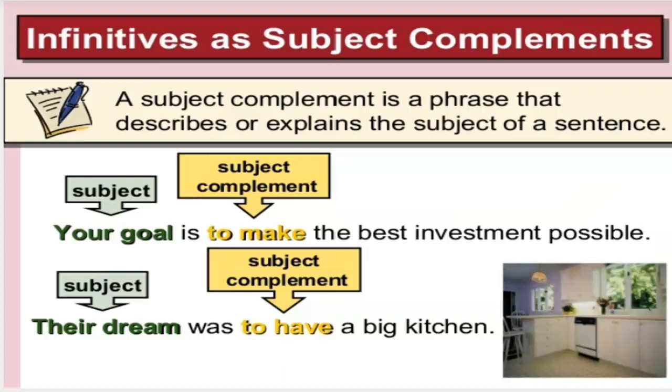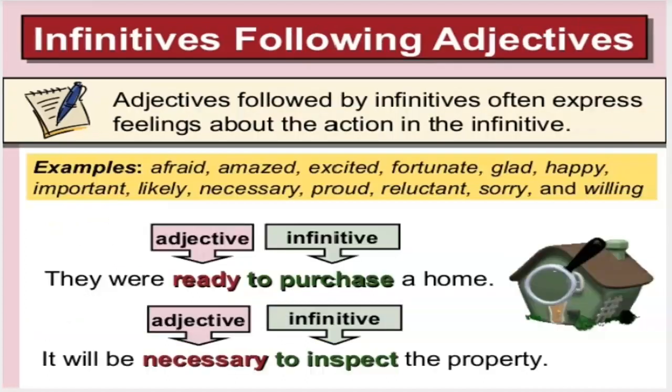Let us see the second example. Their dream was to have a big kitchen. Their dream is the subject. To have is the infinitive used as the subject complement. Why complement? Because it is explaining the subject of the sentence. Now, how can we use infinitives following the adjectives? We already know adjectives are the describing words. It describes a noun or a pronoun. Infinitives can be used following the adjectives.